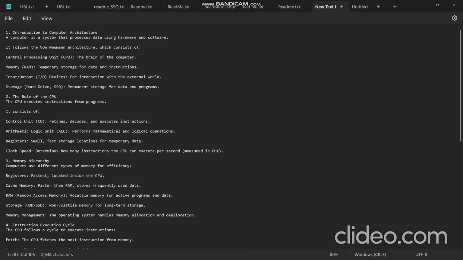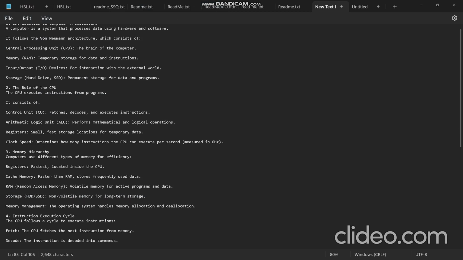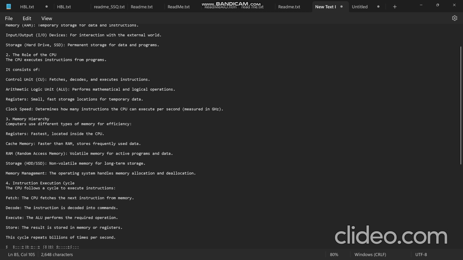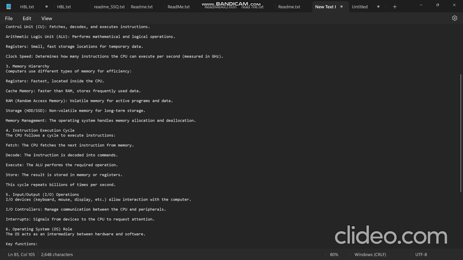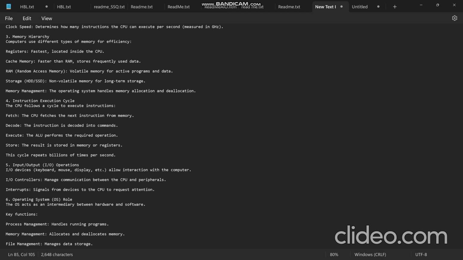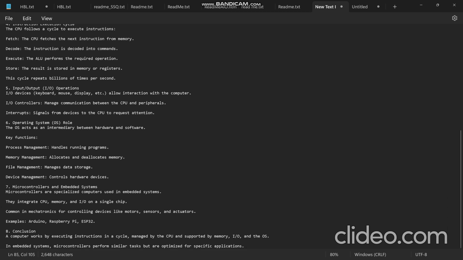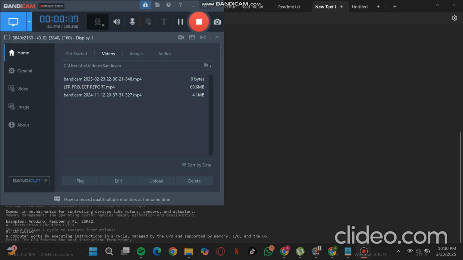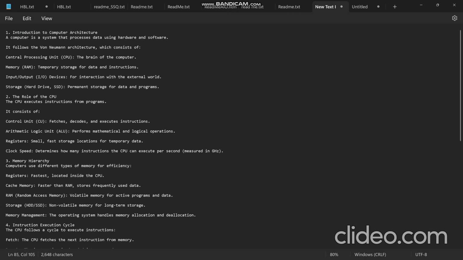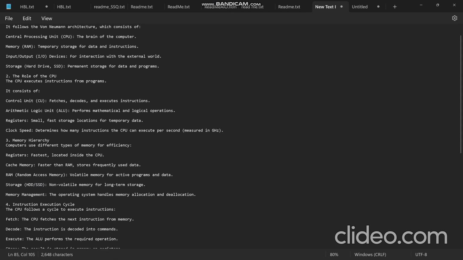The OS acts as an intermediary between hardware and software. Key functions. Process management: handles running programs. Memory management: allocates and deallocates memory. File management: manages data storage. Device management: controls hardware devices.